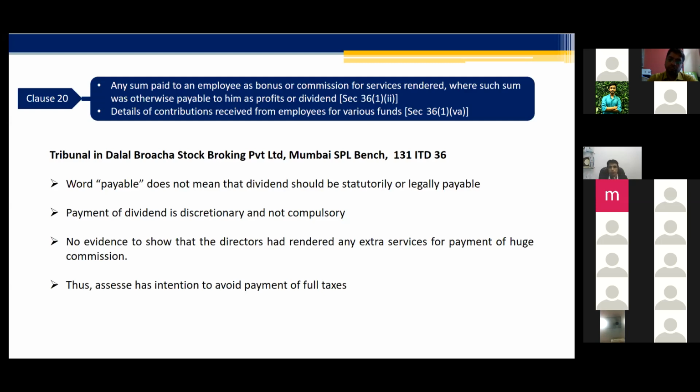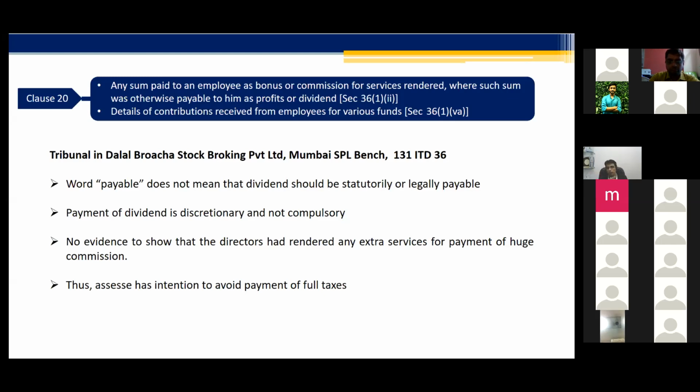So the assessing officer said that this is hit by 36.2. These are nothing but in the nature of dividend. They have never paid dividend actually. In lieu of dividend, they are paying a commission to avoid that dividend distribution tax.